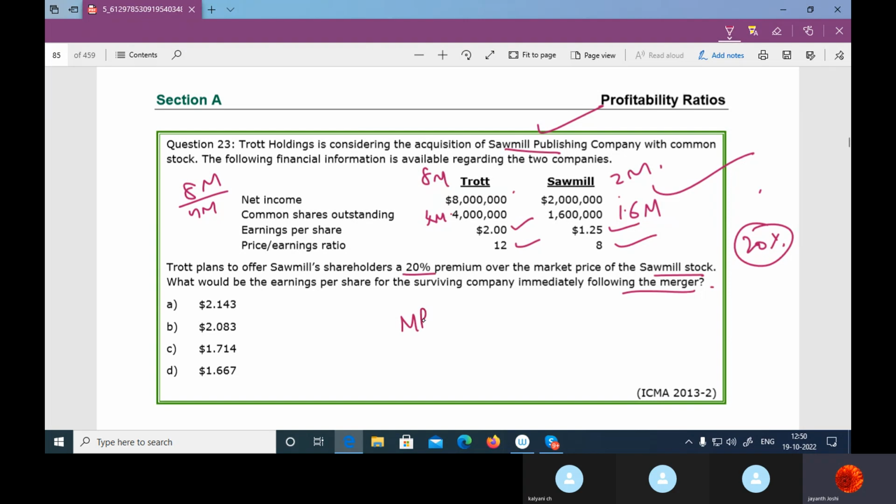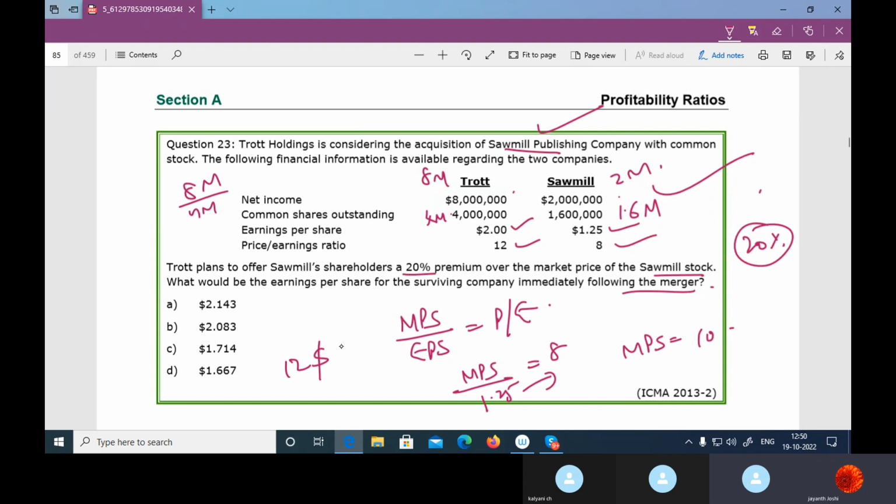Market price by EPS is the P/E ratio, am I right? Yes, sir. So market price we don't know, EPS we know. 1.25 is equal to 8 multiplied by... So market price per share is 10. 20% of this is $12. So Trot plans to offer, so they are ready to pay $12 to Sawmill.